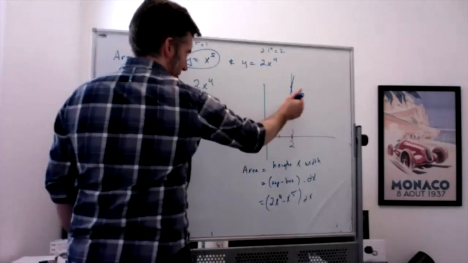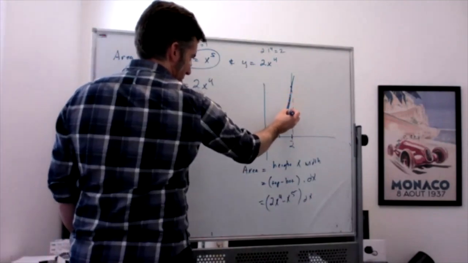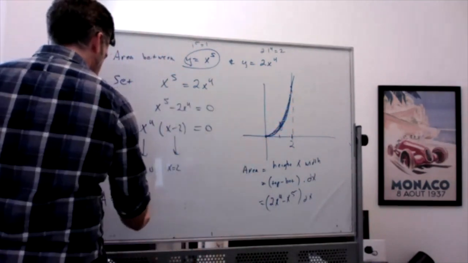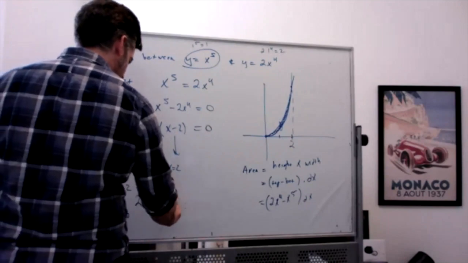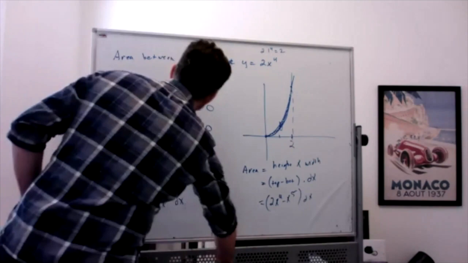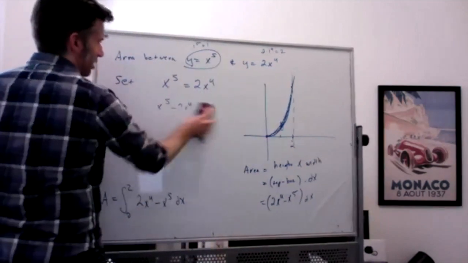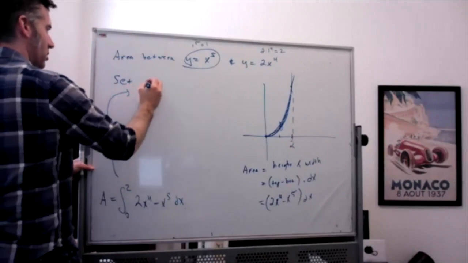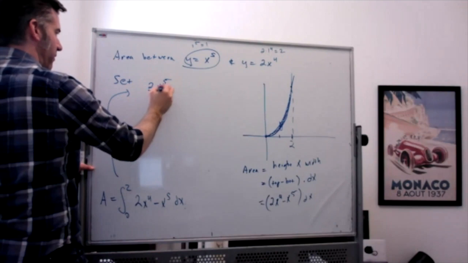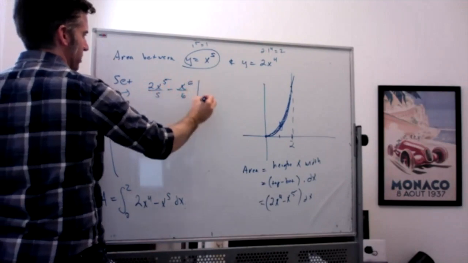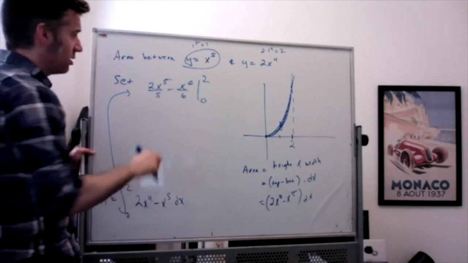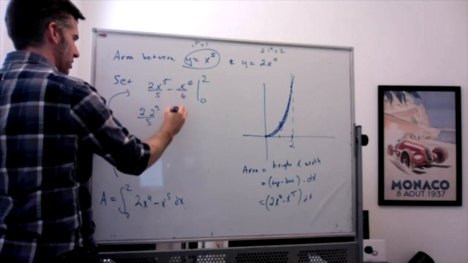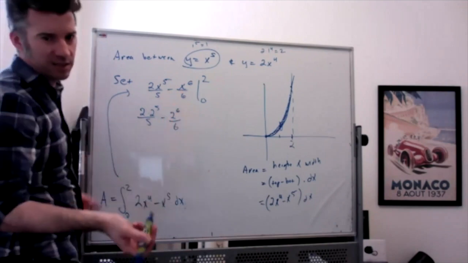Sorry, it's not this here, it's this stuff in here. And that's my area I'm calculating. It's going to be the integral from 0 to 2 of 2x to the 4th minus x to the 5th. Let me show you some cool arithmetic here, because it is going to help. If we integrate this, we're going to get 2x to the 5th over 5 minus x to the 6th over 6, from 0 to 2. Plugging in 2, you get 2 times 2 to the 5th over 5 minus 2 to the 6th over 6, minus 0.